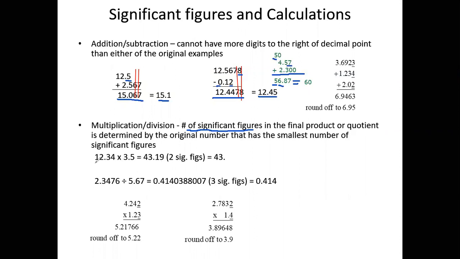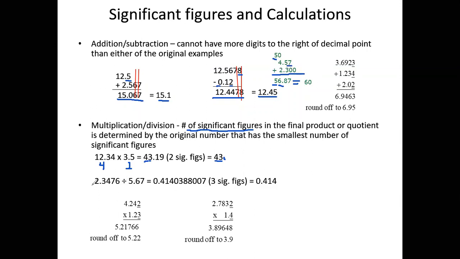So if we have here 12.34 has 4 significant figures, 3.5 has 2, and so our answer should be rounded to 2 significant figures. So that's why the answer is 43. Since both the 4 and the 3 are non-zero digits, it's not required to have the decimal point if you don't want to. You could just write 43, and that's fine.